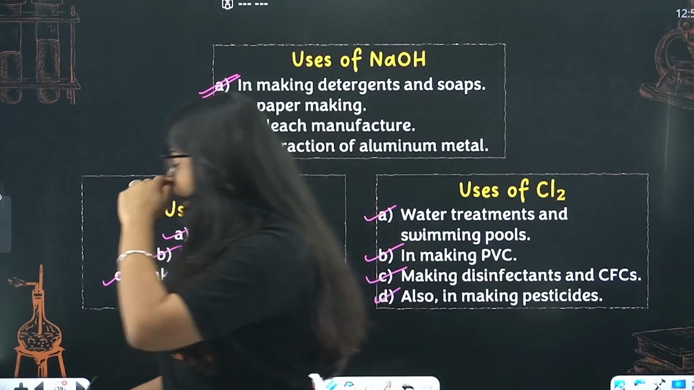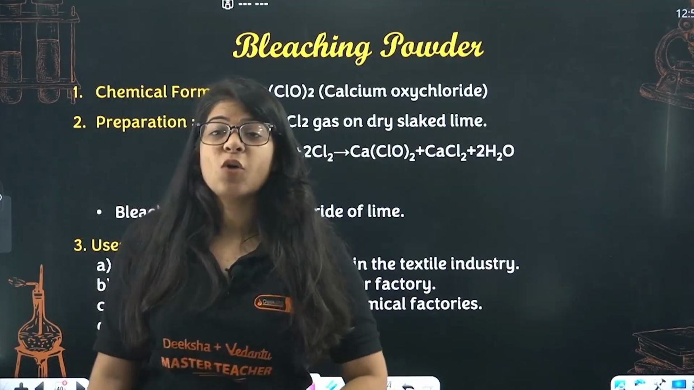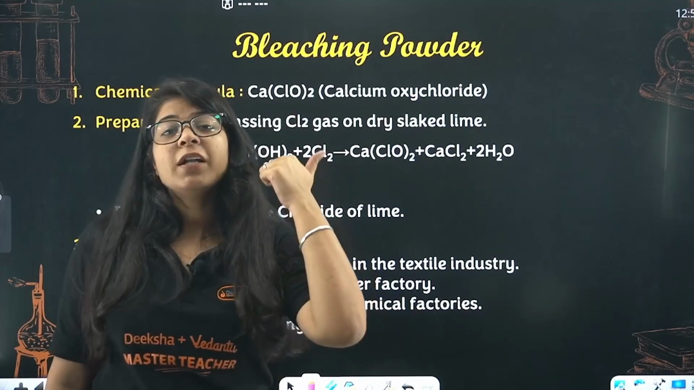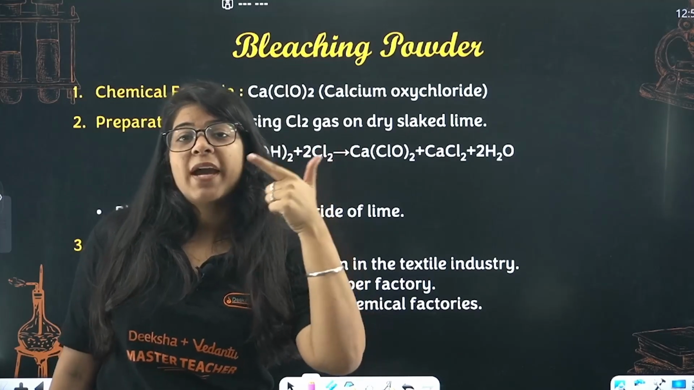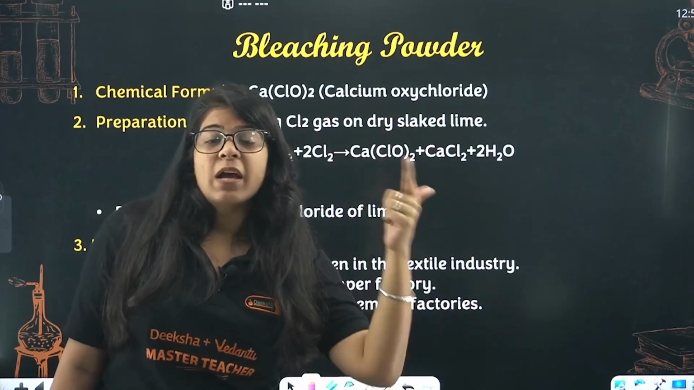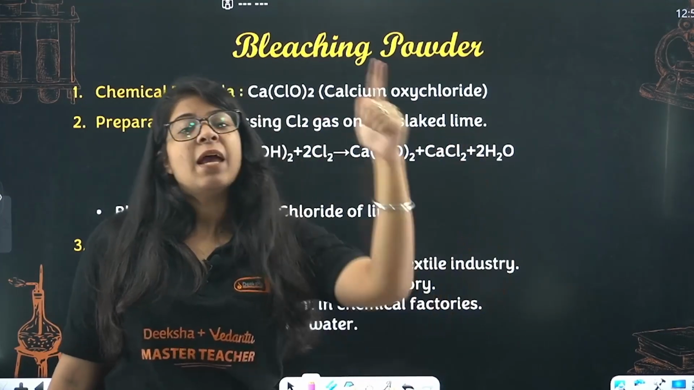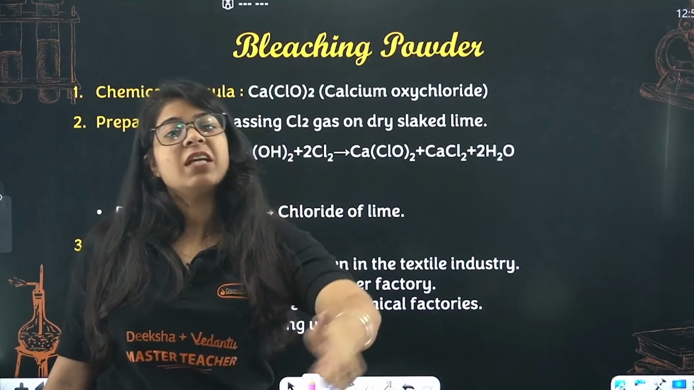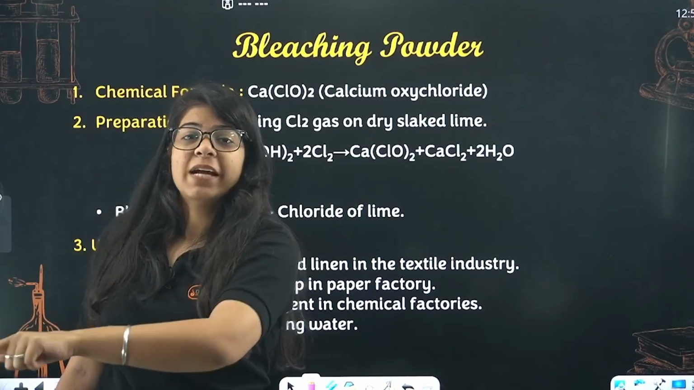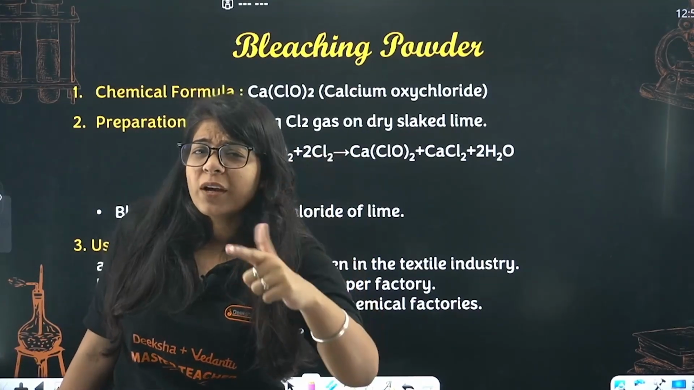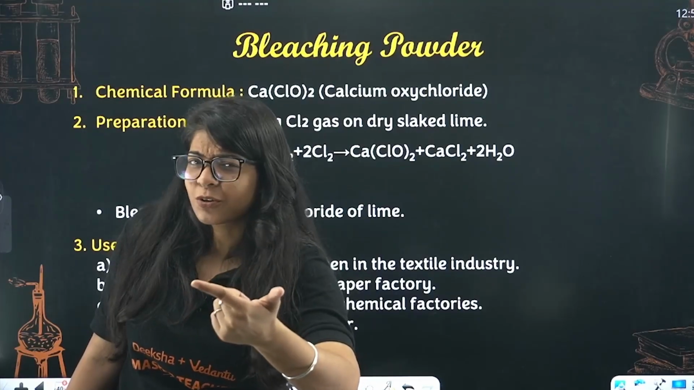Okay, done. Next, we have the next thing. Now we are done with normal salt, that is your NaCl, and caustic soda, NaOH. NaOH comes from NaCl. By adding water and passing electricity, we get NaOH plus chlorine plus hydrogen, and that's why it's called the chlor-alkali process.